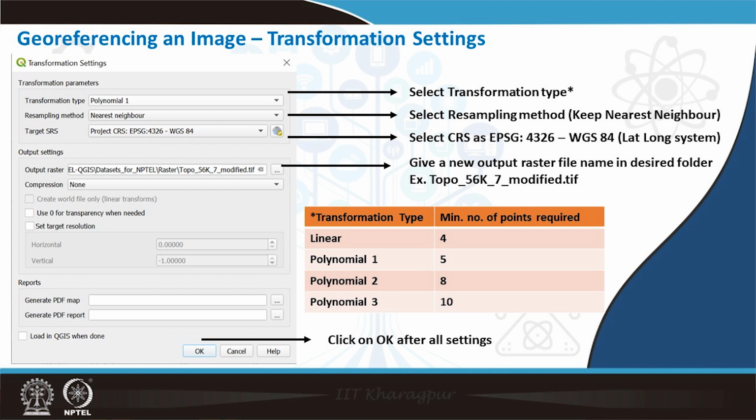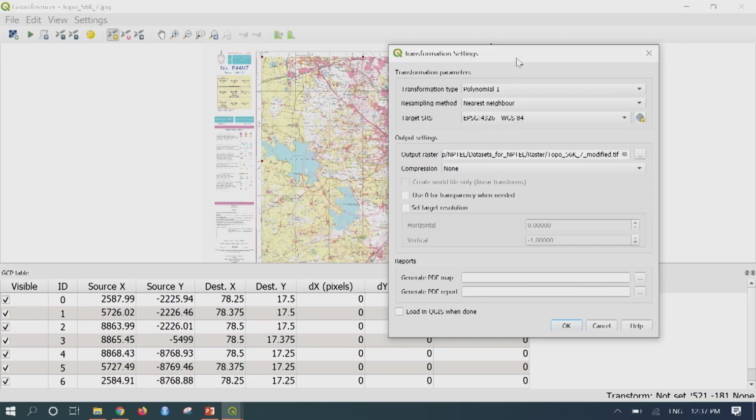Similarly, next you have the resampling method. By default it will be nearest neighbor. What is nearest neighbor? That means if you are assigning a coordinate to a pixel, it will also consider the nearest 8 pixels surrounding that particular pixel. Okay. Then target SRS is nothing but your coordinate reference system. Let us go back to the QGIS interface.